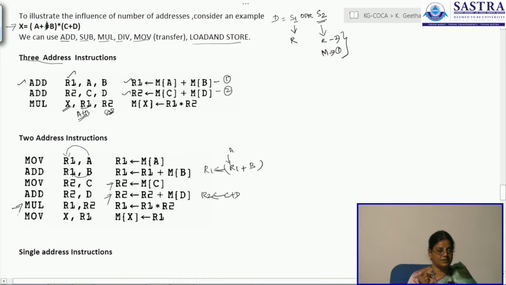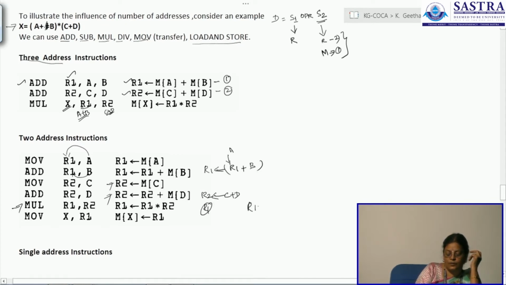As the name implies, it will refer to registers for the sources and it will replace the first source with the destination. Then after completing all these operations, I expect the result in R1. So R1 is supposed to have the data. This data has to be stored back into the memory, and where it has to be stored, that address will be supplied in the instruction as X.